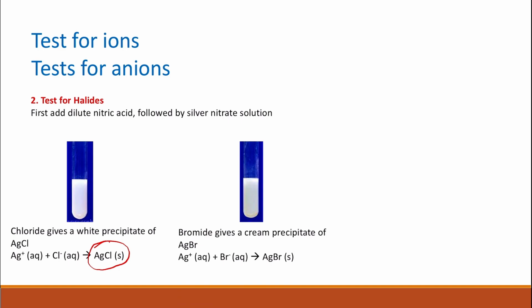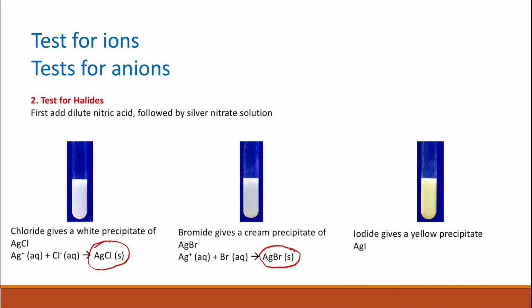And then if you have bromide, a cream precipitate will be formed, and the cream precipitate is silver bromide. And this is the ionic equation as well. Remember that silver bromide is going to be a solid. The state here is solid because it's a precipitate. And then finally iodide. Iodide will give you a yellow precipitate of silver iodide. And this is the ionic equation.